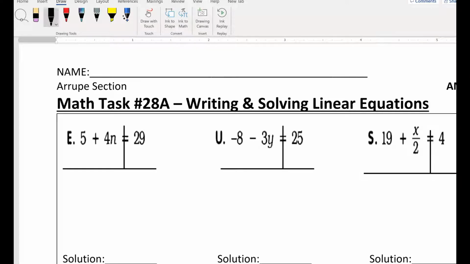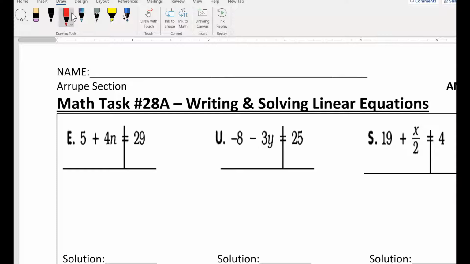So remember, our goal for every equation is to isolate the variable by using inverse operations, or adding the opposite in the case of addition and subtraction. And we want to make sure that we keep both sides balanced. So we always start with the side that has the variable. In this letter E, the side that has the variable is the left side.